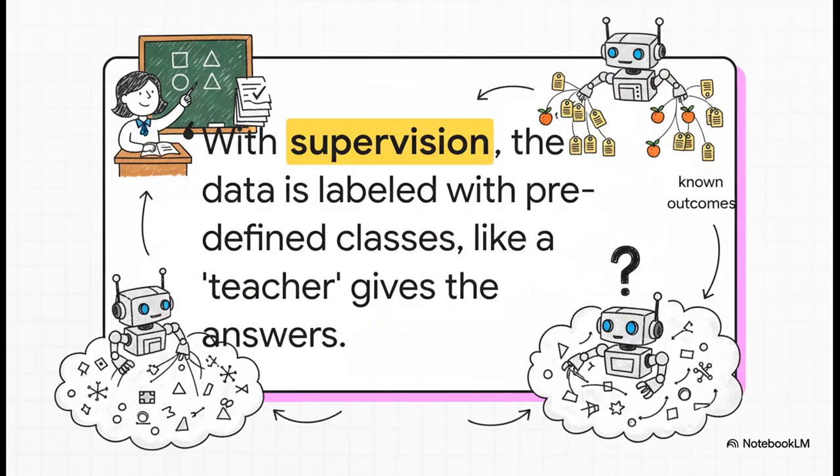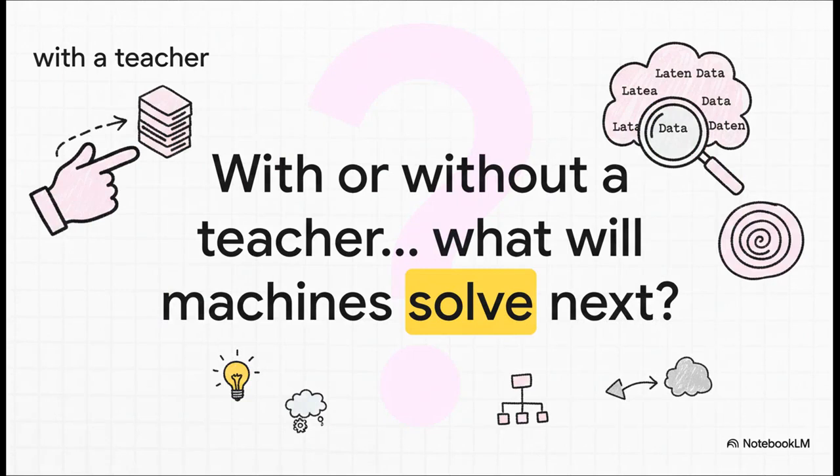So if you remember just one thing from all of this, make it this. The whole game changes based on the presence of that answer key. Is the machine learning from answers we already know, or is it discovering the structure all on its own? That one distinction is so fundamental to the entire world of AI and machine learning. And it leaves us with a pretty incredible question. Now that we have machines that can learn with a teacher and machines that can learn without one, what are the next great problems we're going to ask them to solve?